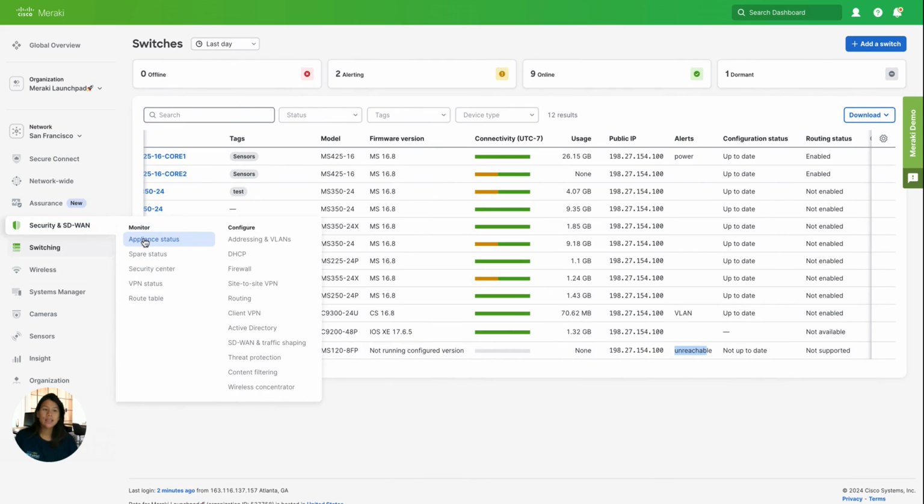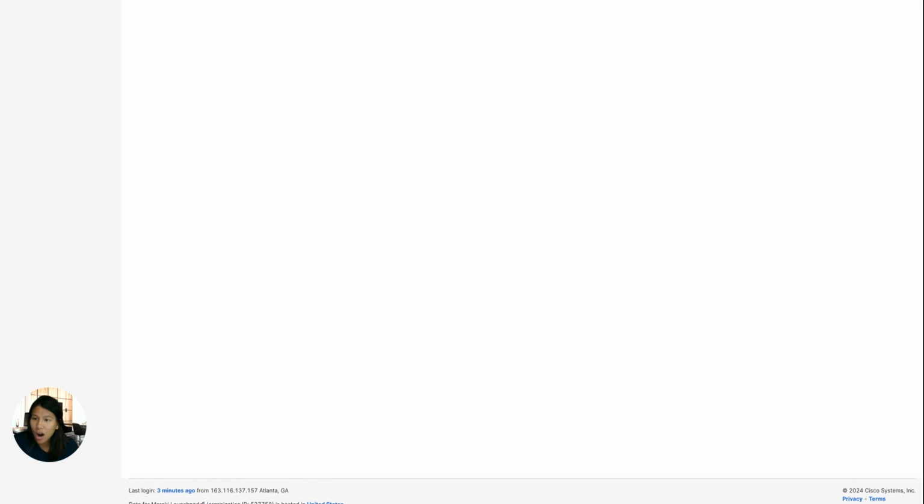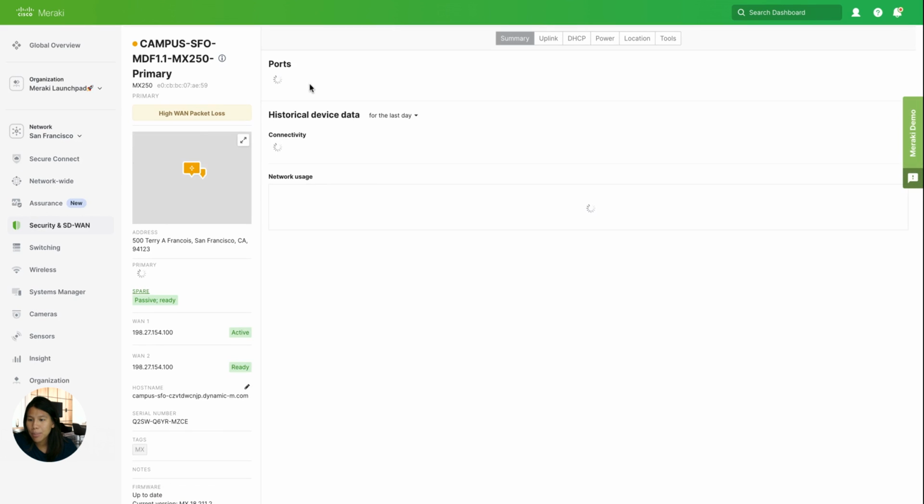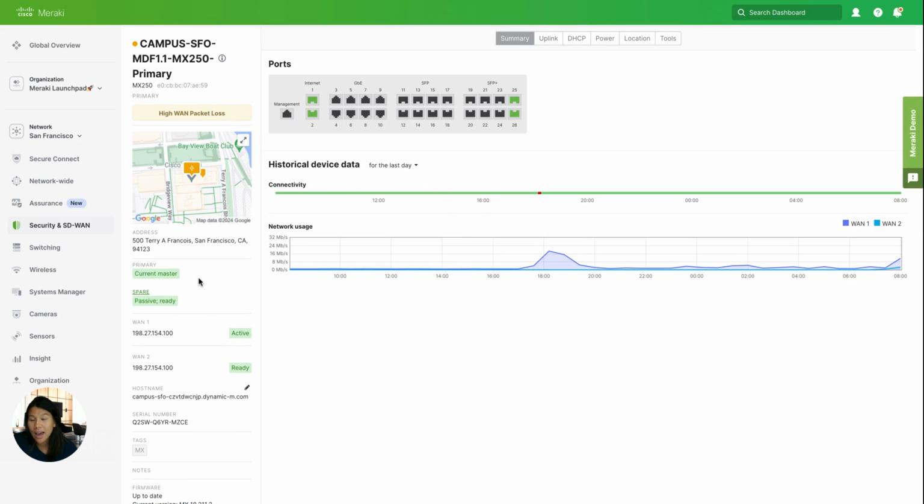And then for the MX, MX is our firewall and SD-WAN appliance. We can go to appliance status and see the status of my hardware. So for example, if I were to have high availability, I can see the status both from my active MX as well as my standby MX. I can see here that I have high WAN packet loss, right? So that's very interesting to know for myself. And what's the utilization of my 1.1 and 1.2 if I were to be using two WANs at the same time to be able to do SD-WAN.